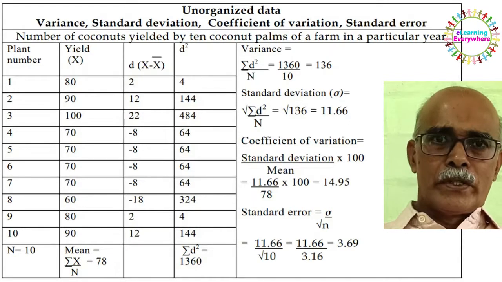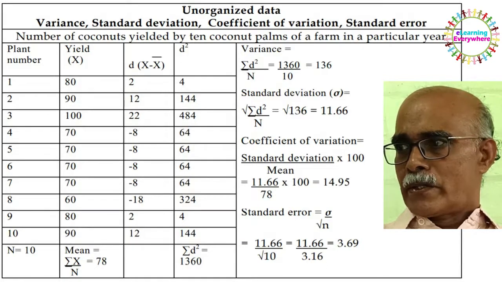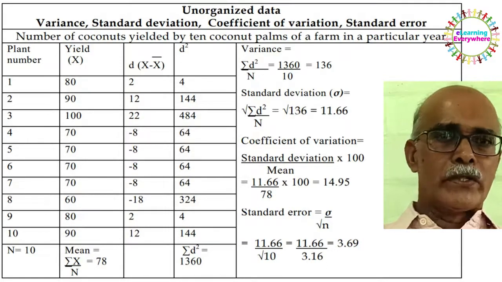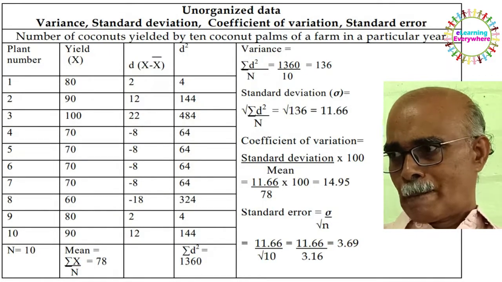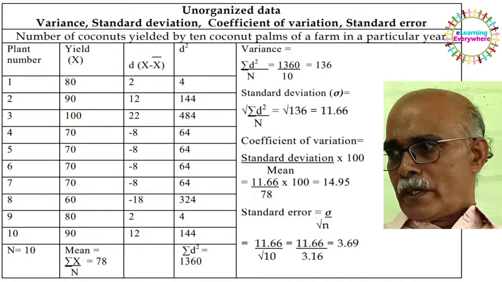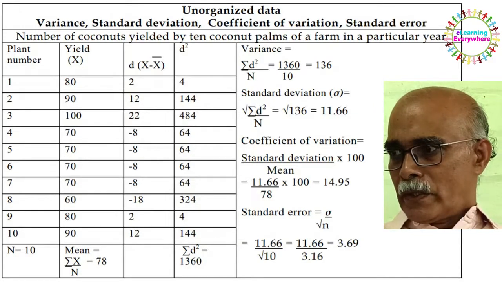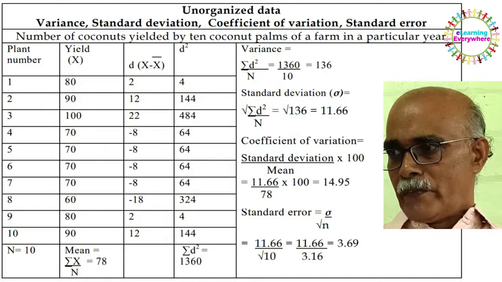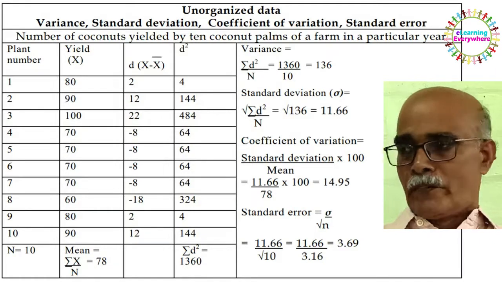And the standard deviation is its square root, the square root of sigma d squared by n. It is the square root of 136, which is equal to 11.66. Then comes the coefficient of variation, standard deviation by mean into 100. Standard deviation is 11.66, divided by 78, which is the mean, into 100, which gives 14.95. So 14.95 is the coefficient of variation.